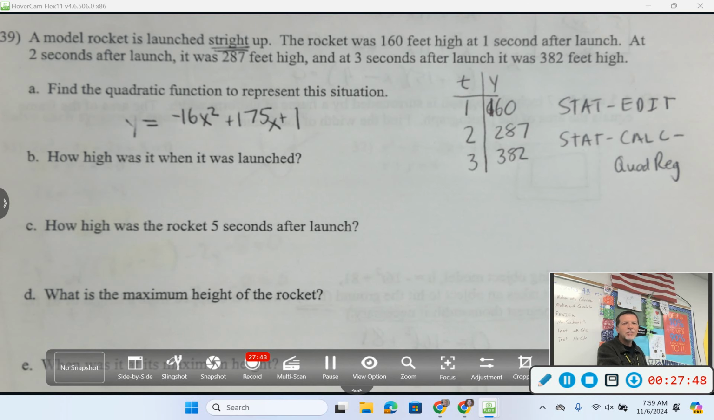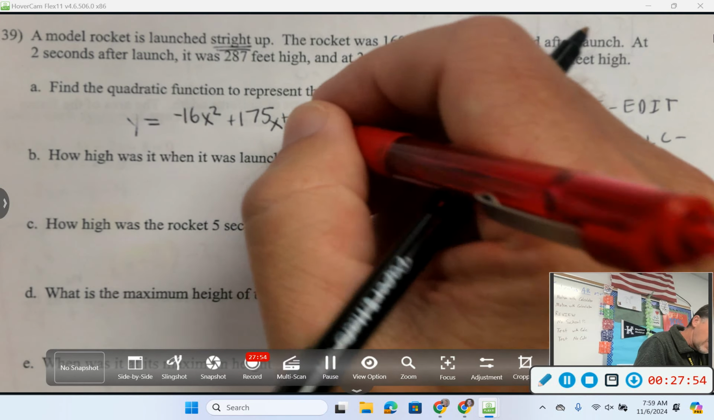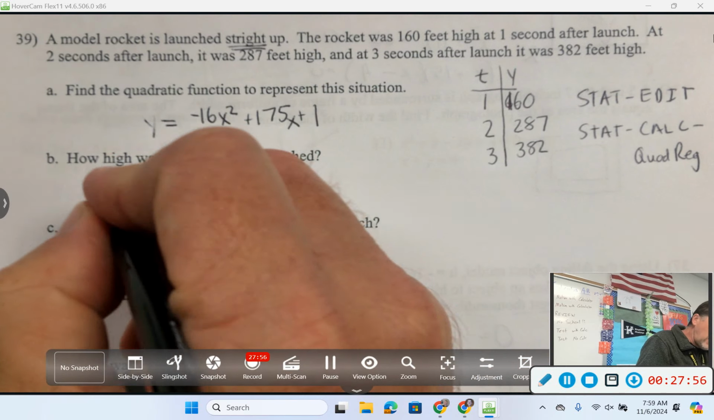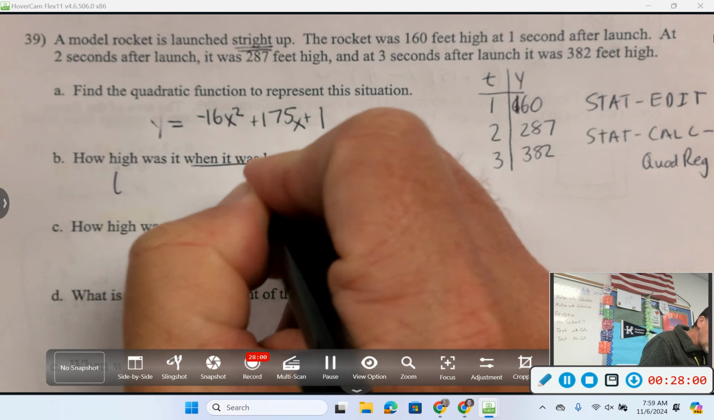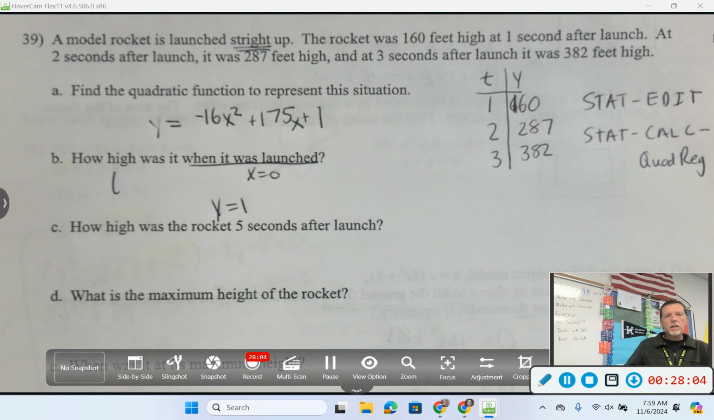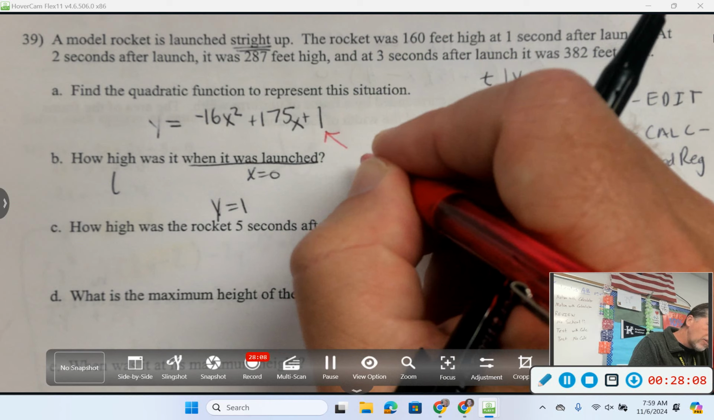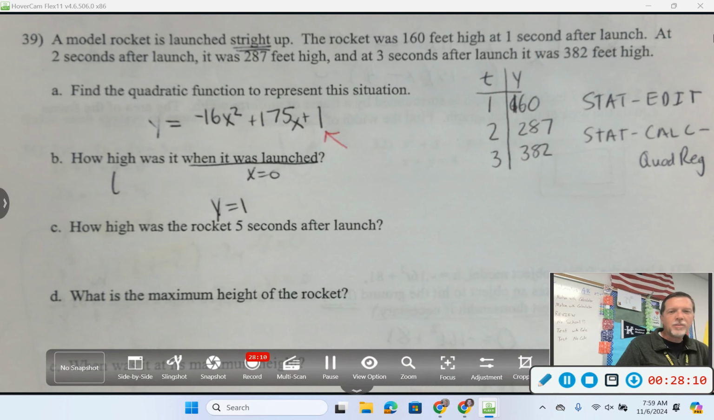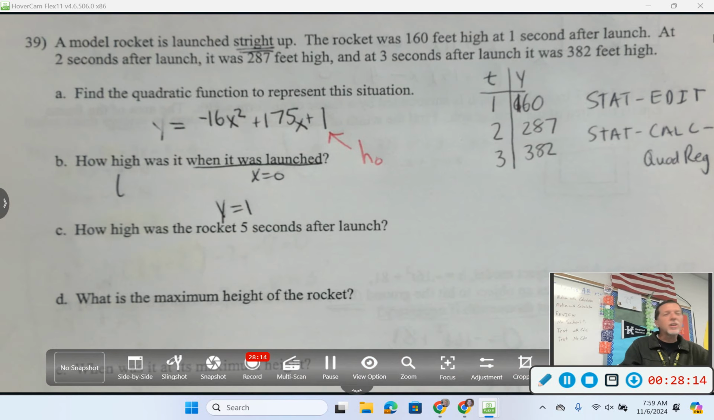Okay, how high was it when it was launched? 1 foot. How do you know that? That's what the y-intercept is. Yeah, it's 0. X is 0. Okay, a couple ways to say that. That means when t equals 0, like when it was launched, x equals 0, y equals 1. Do you also remember what the number by itself represents? We kind of just answered this. The y-intercept, or h0, the starting height.